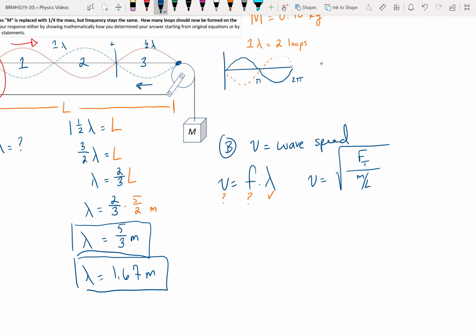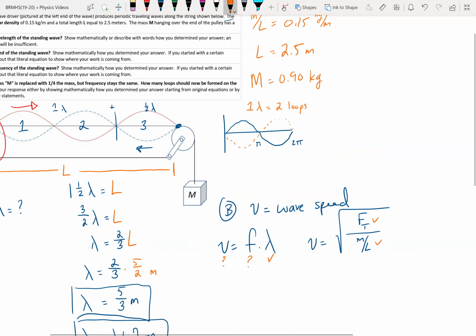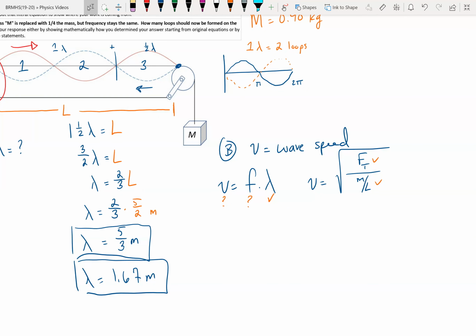Little m divided by L is our linear density. We do know the tension force, or do we? We do. We've got to figure it out, but we know it because we know the mass of the hanging block. And we do know the linear density. That's straight up given as 0.15 kilograms per meter. So I can calculate the wave speed with this equation. V is going to be the square root of the tension force divided by the linear density.